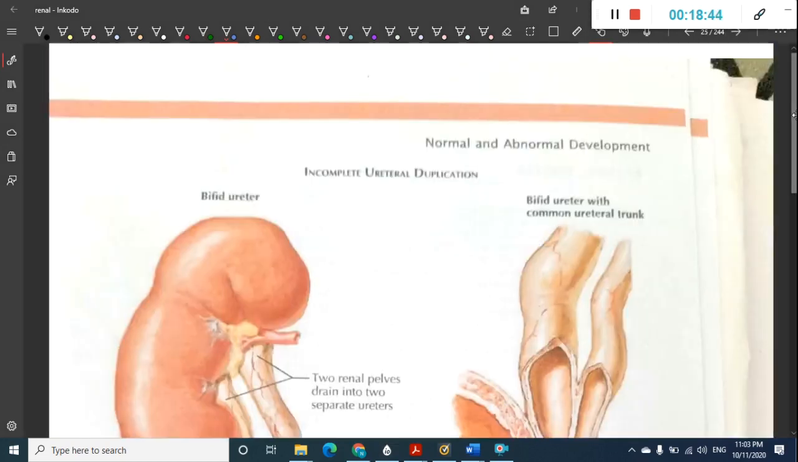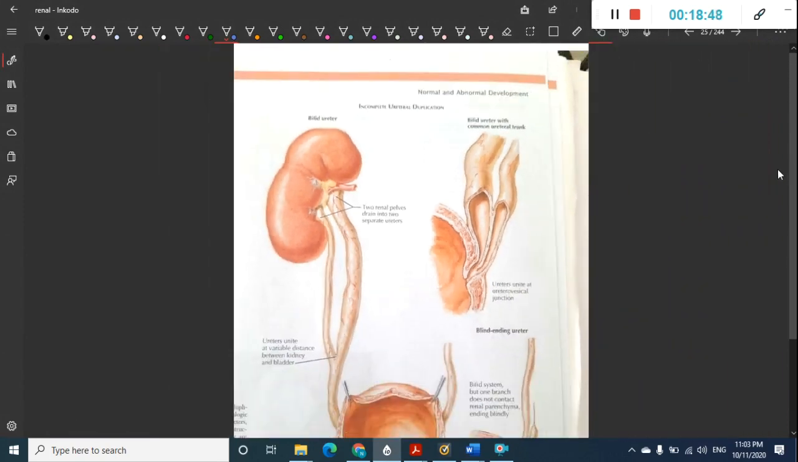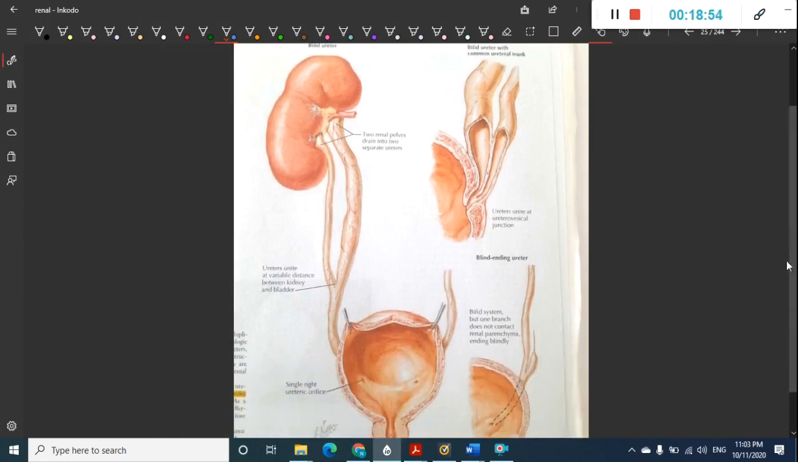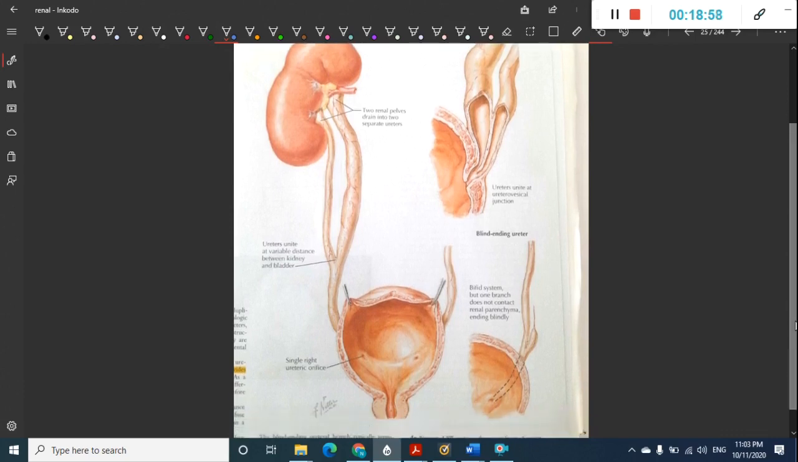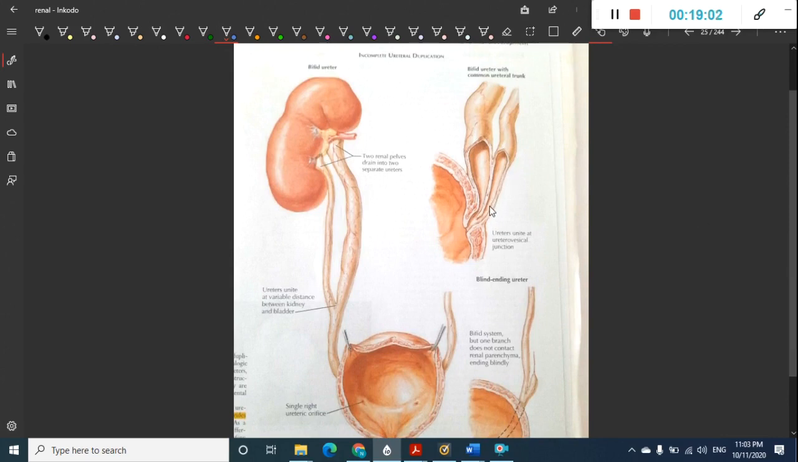Then, this is the picture of bifid ureter. I will just zoom in. Yeah, this is the picture. See, this is the bifid ureter, where two ureters join together into one ureter and drain into the bladder through a common ureteric orifice. So here is a bifid ureter with common ureteral trunk. These two ureters are combined together and they are opening at the same trunk.